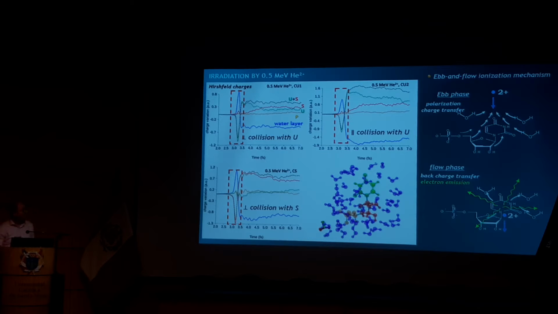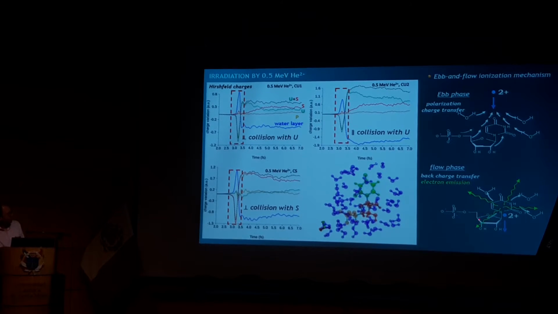How we interpret this is through what we have called an ebb and flow mechanism, which is the following. Here we have a +2 charge, which is approaching. It's a helium alpha particle. And of course, the electrons of the molecule are attracted by this plus charge, which is approaching. And so the electrons from the sugar and from the solvation layer globally go towards the base, and this is why you have this decay of the charge. And conversely, the charge on the water is going up because they lose electrons.